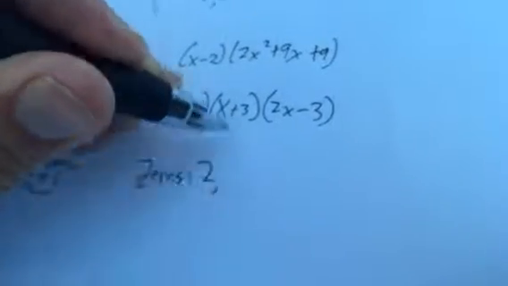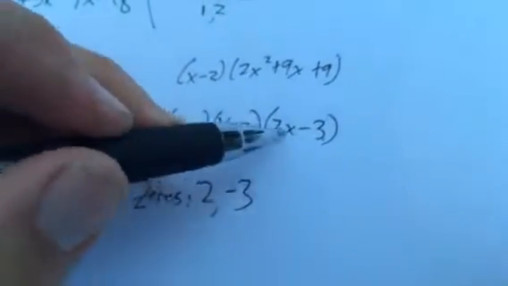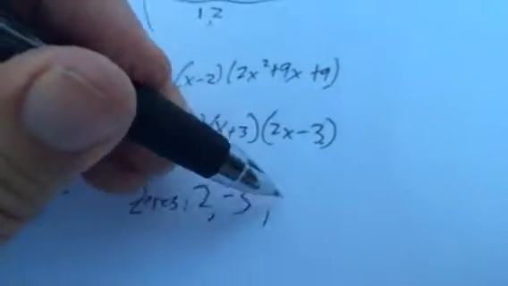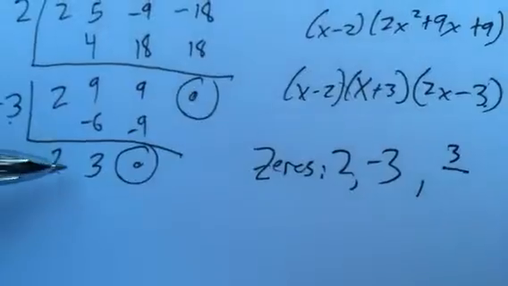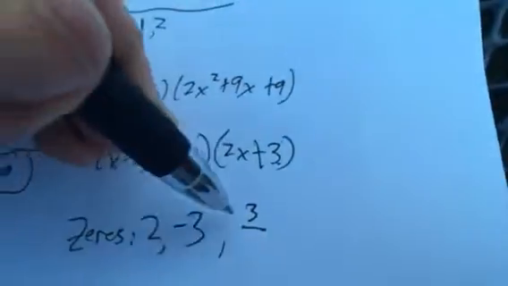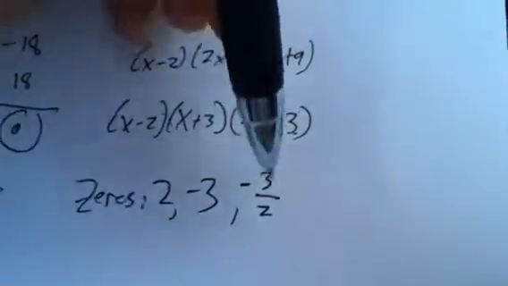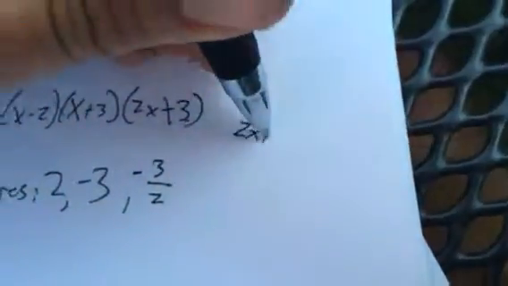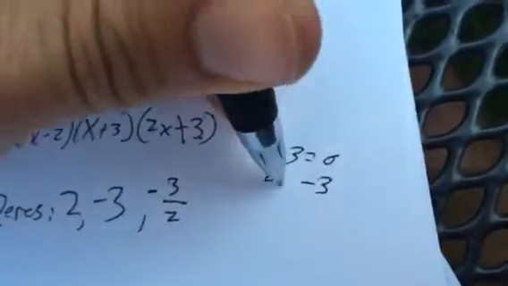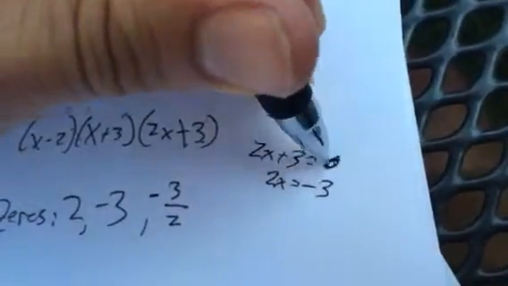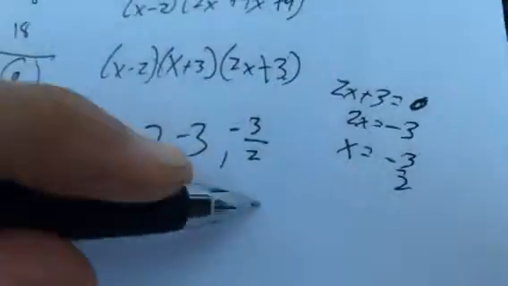So my zeros are 2, negative 3. And you might see, just by looking at it, what makes a 0 here. This is going to give me 3 halves. Oh, wait. It was plus. Plus. That'll give me a negative 3 halves. If you don't see it just by looking at it, set it equal to 0 and solve it, right? Subtract 3. Divide by 2. So there are my zeros.